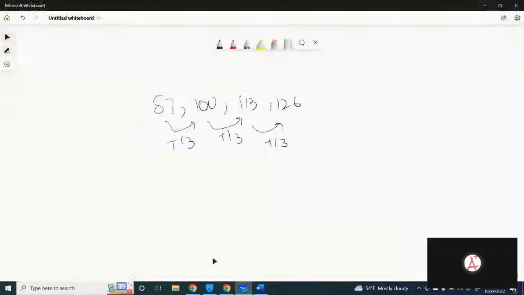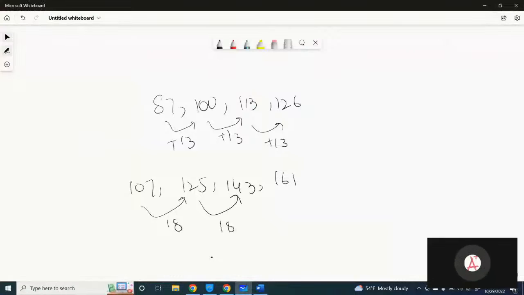Okay, they are 107, 125, 143, and 161. Okay, let's see if they have a common difference. 125 minus 107 is 18. Then 143 minus 125 is 18. Okay, that means for each next number, the number added is 18.